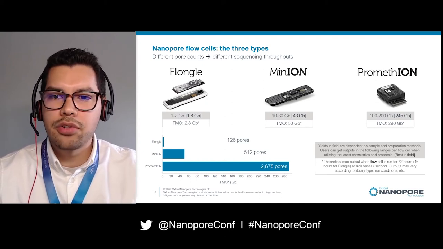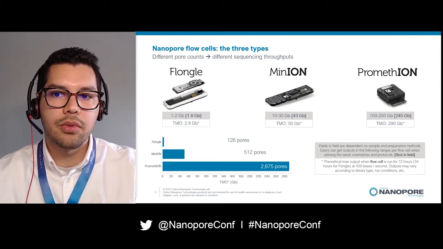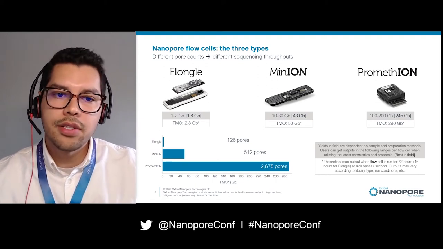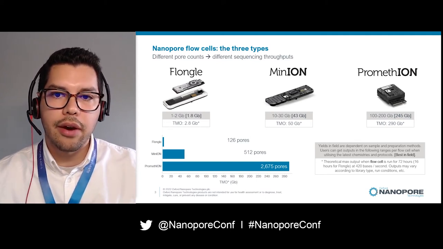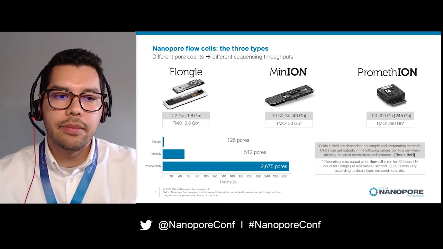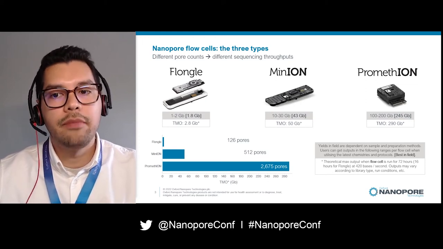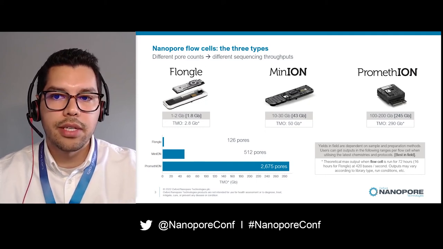The bottom left panel shows the number of active pores that each flow cell type is able to sequence from in real time. So these are the number of pores that can sequence DNA or RNA in parallel at any instance in time. Please note that the MinION and PromethION flow cells can have many more total pores than these numbers listed, but this is how many are able to sequence in parallel.